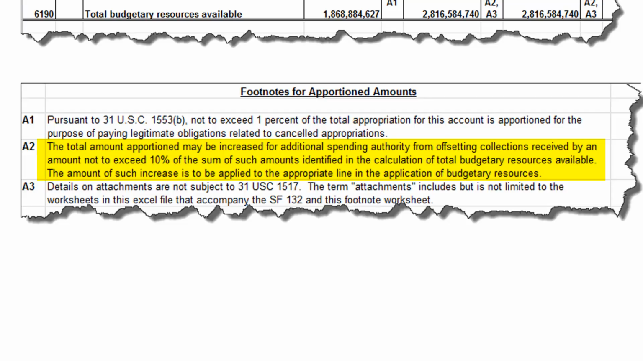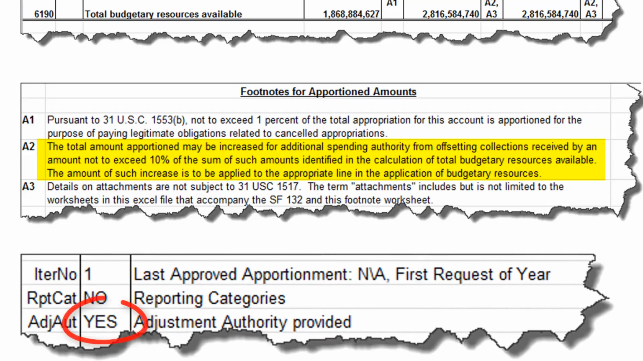This footnote expands the authority in section 120.49 of A-11, which we'll discuss a bit later. If this authority is used, it's important to remember to indicate that such adjustment authority exists by entering yes in the line split for adjustment authority that we discussed in Module 2.